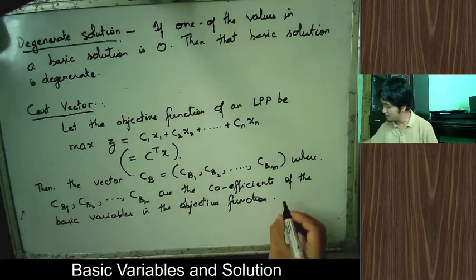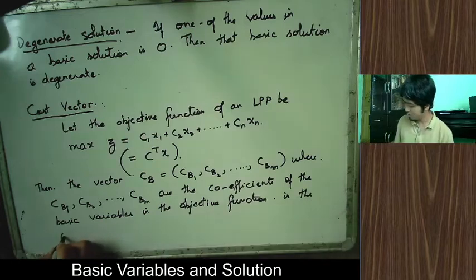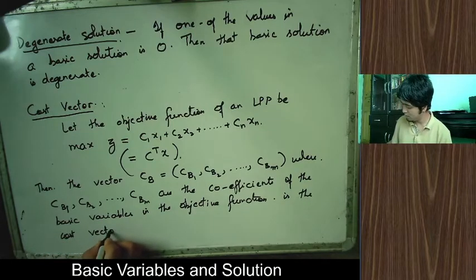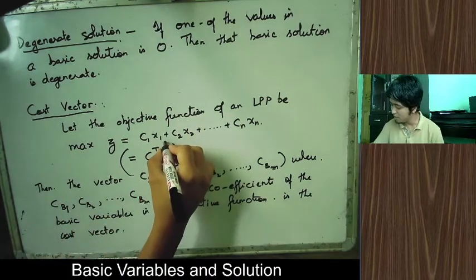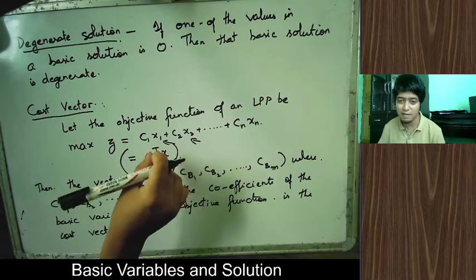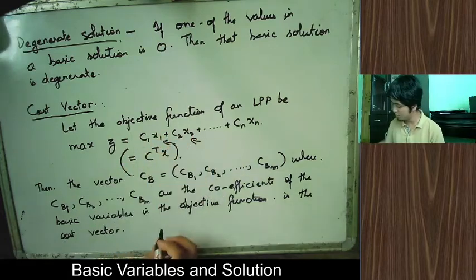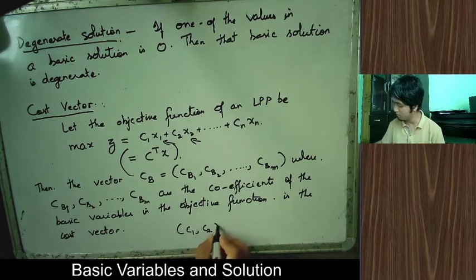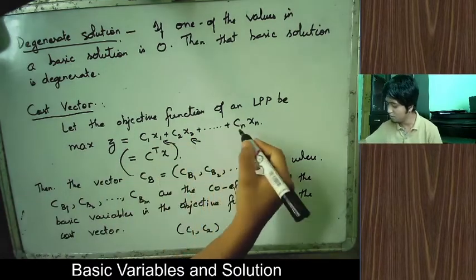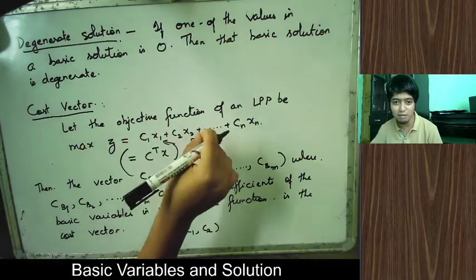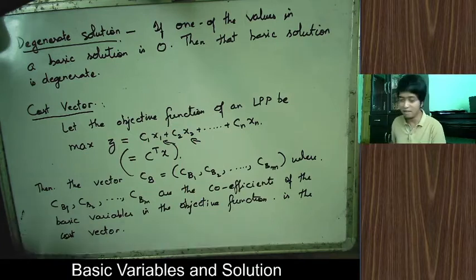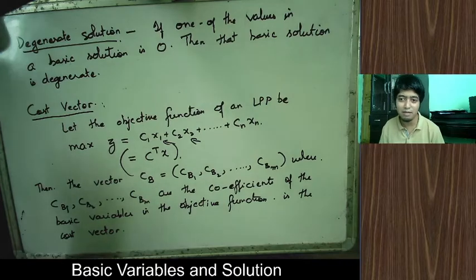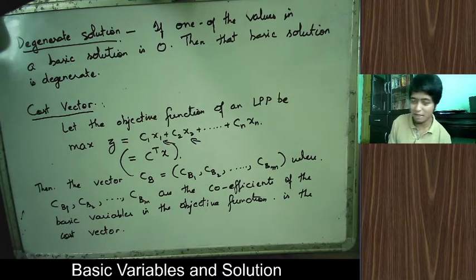Okay, then this vector is the cost vector. Basically what we are saying here is that sometimes x1 and x2 are the basic variables, so the cost vector will be c1, c2. Sometimes, if x1, x2, x5 are the basic variables, then c1, c2, c5 will be the cost vector. I hope that is clear.